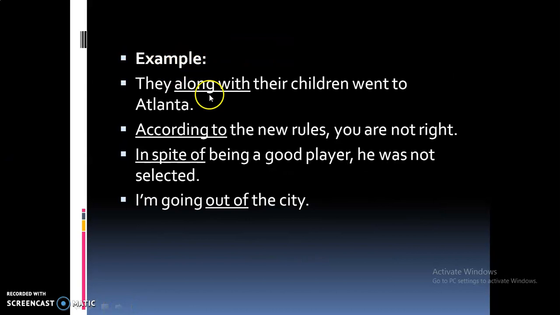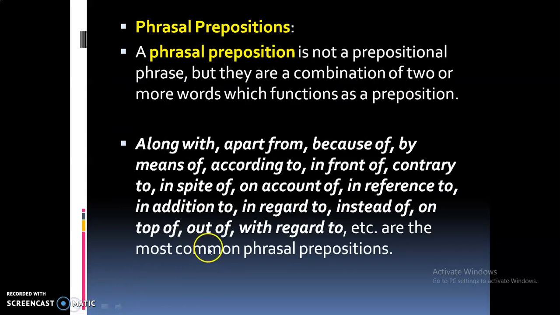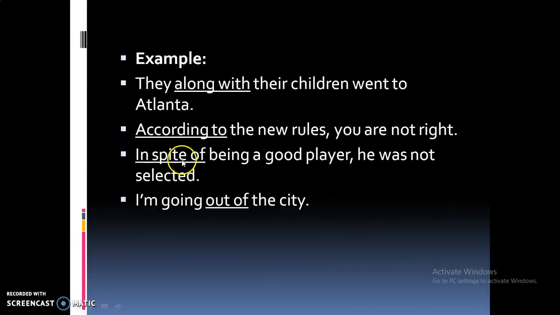And examples, some of the examples. They, along with their children, went to Atlanta. So along with their children, they went to. Along with is a phrasal preposition. According to, again this is a phrasal preposition. According to the new rules, you are not right. In spite of being a good player, he was not selected. So in spite of, a phrasal preposition. I'm going out of the city. Out of is again a phrasal preposition. So out of, in spite of, according to, in front of. So all these, along with, according to, in spite of, out of, are phrasal prepositions.